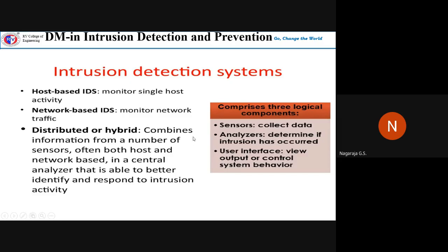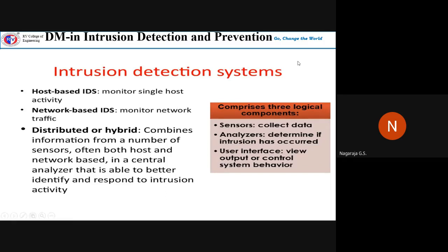And lastly, we have the distributed or hybrid intrusion detection system. It combines information from a number of sensors, often both host and network based, in a centralized analyzer that is able to better identify and respond to intrusion activities as well. So we say it is a combination of host and network. Obviously, you could say that it's hybrid or distributed.